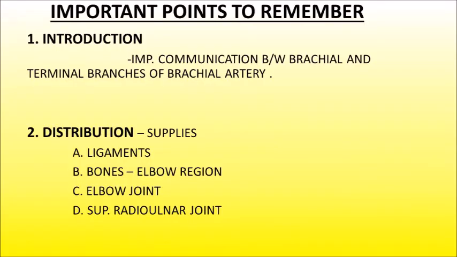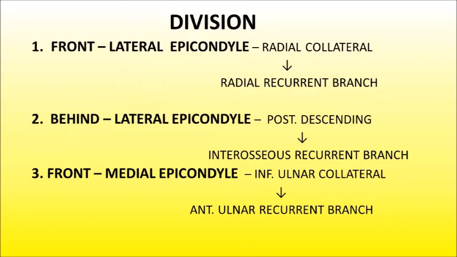As we have discussed everything in detail about anastomosis around the elbow joint, now I will be summarizing the most important points to be remembered. Let us start with its introduction. It is an important communication between the brachial artery and the terminal branches of the brachial artery, which are the radial and the ulnar arteries. It supplies the ligaments and the bones of the elbow region, elbow joint and the superior radio-ulnar joint. Let us move on to its division.